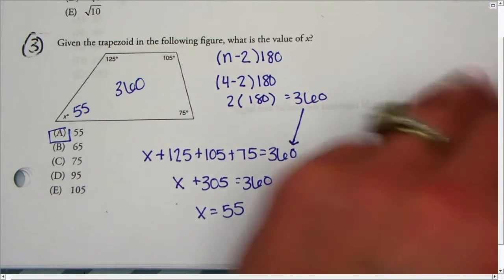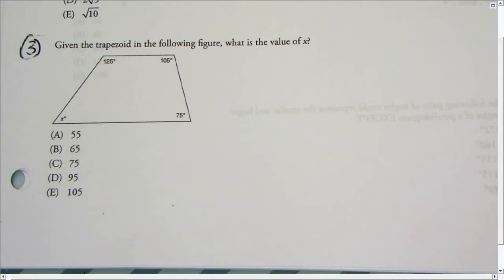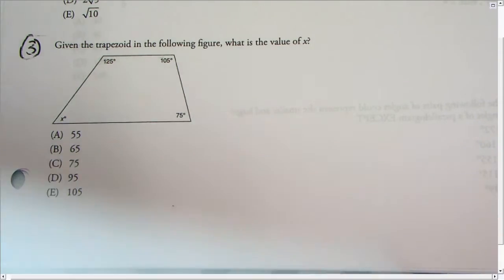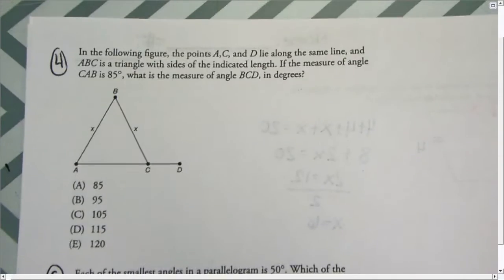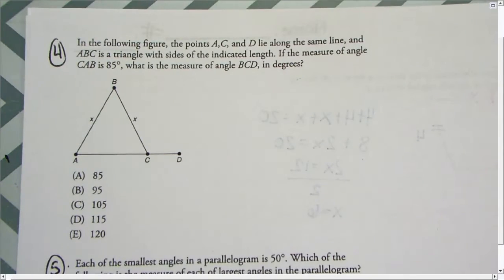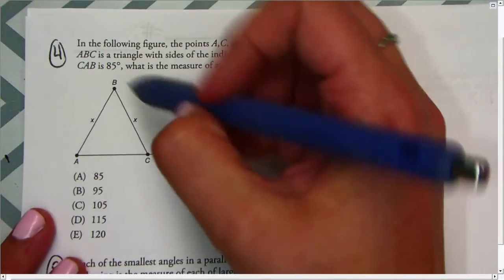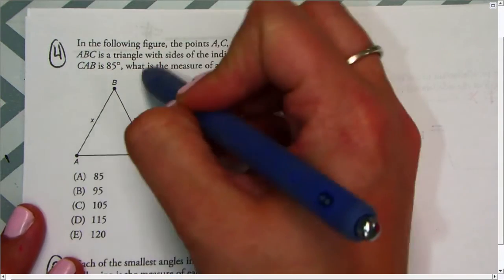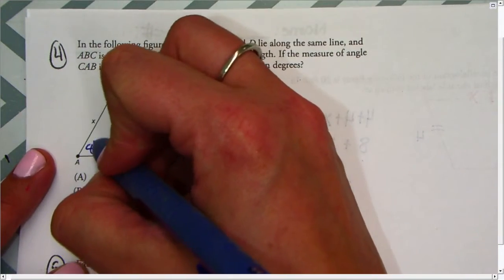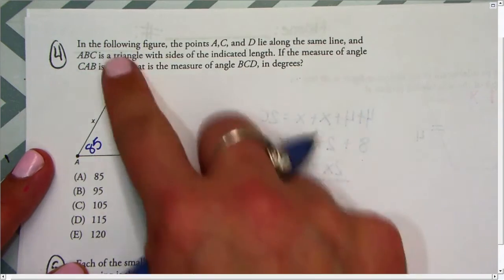All right, next page, number 4. Flip it around here. That's number 4. Let me adjust. In the following, it says A, C, and D are on the same line. That just lets you know that this is a straight line. And you've got a triangle. If the measure of CAB is 85, what is the value of BCD?